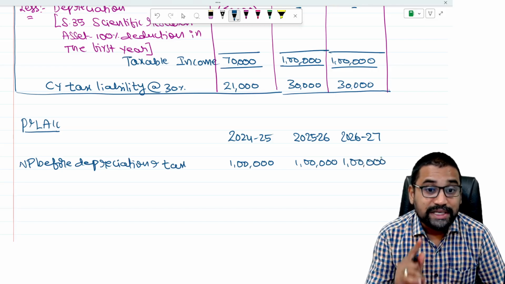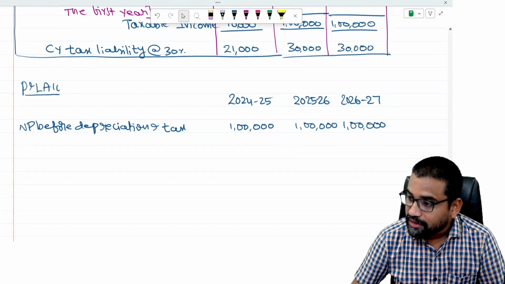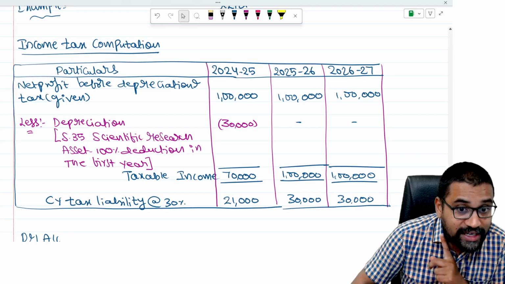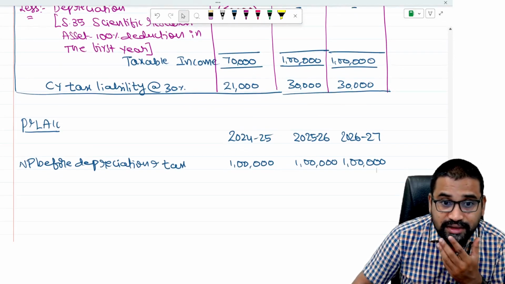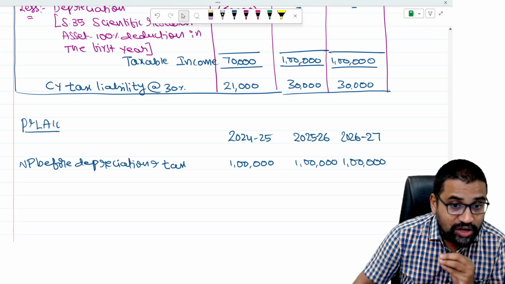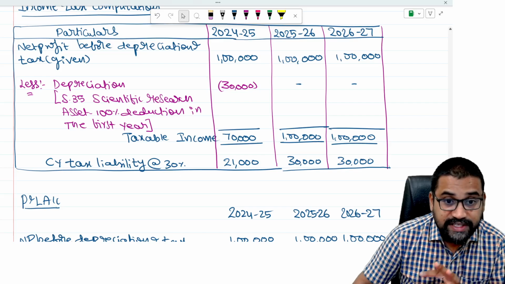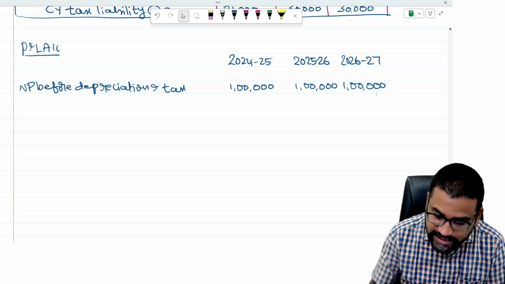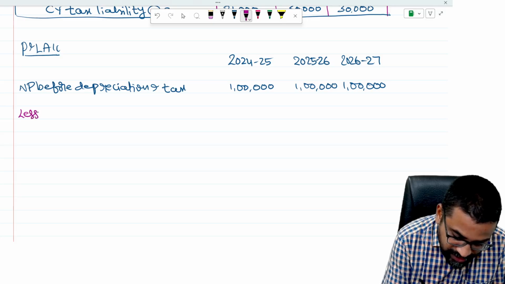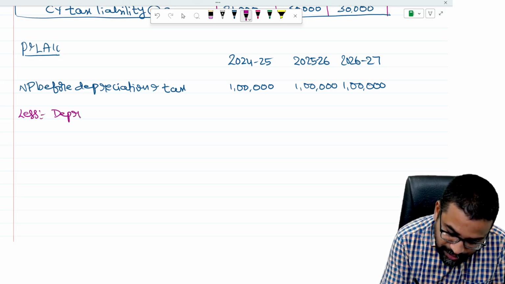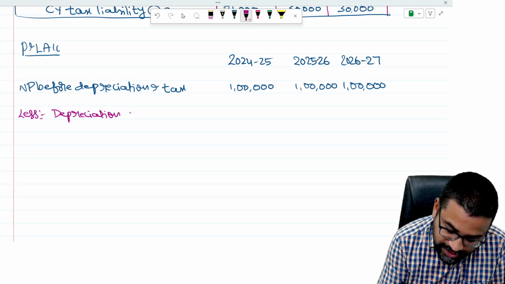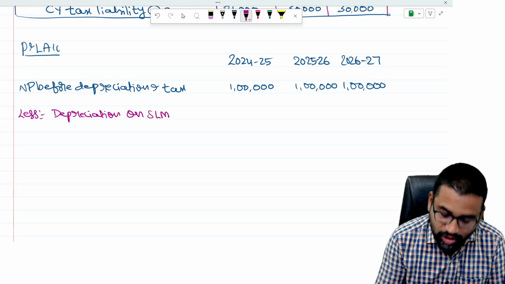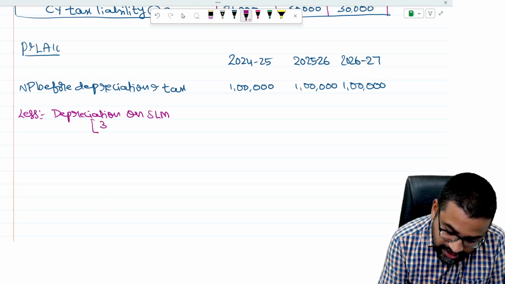Now you tell me, we purchased one machinery asset in the year 14-15. 100% deduction is allowed in the Income Tax Act. But as far as the Companies Act is concerned, generally 100% deduction is not allowed. Because the Income Tax Act specifically said for a scientific research asset, 100% deduction is allowed in the first year, we have given it. But when you prepare the P&L account, for the same asset you provide depreciation on the SLM basis, the straight line method. That means 30,000, the cost of the asset, divided by 3 years life.